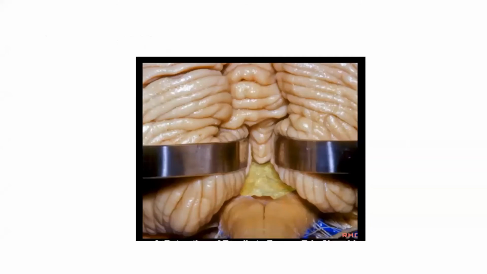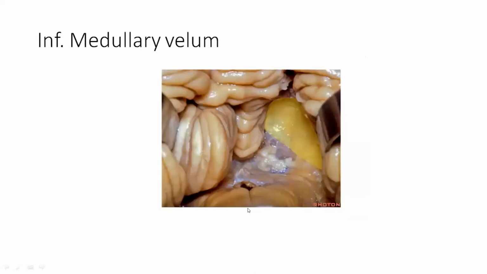So this is again, I think, the tela choroidea, which is overlying the fourth ventricle, the inferior medullary velum, and this is in the midline. You can see the foramen of Magendie. Kindly skip to the next. This is the foramen of Magendie, and this is the inferior medullary velum, which forms a part of the lower roof of the fourth ventricle.